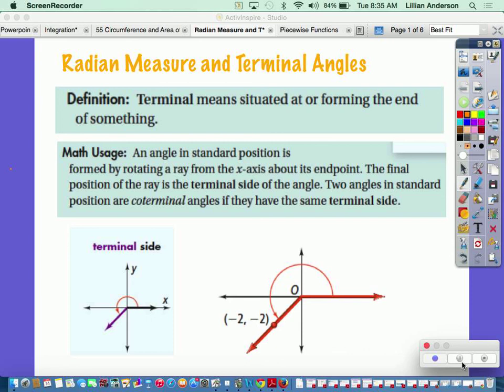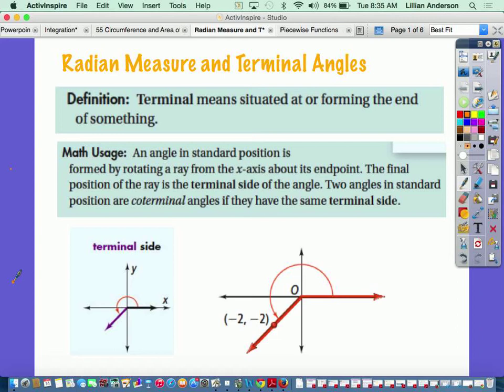We're talking about radian measure and terminal angles. This goes a little bit into the trig part of what you need to know for Algebra 2. I'm not going to go into full detail because of the timing of everything; we're basically skimming. That way you can have a little bit of understanding of part of the trigonometry, and then when you go to your next course, you'll get more of an in-depth treatment.